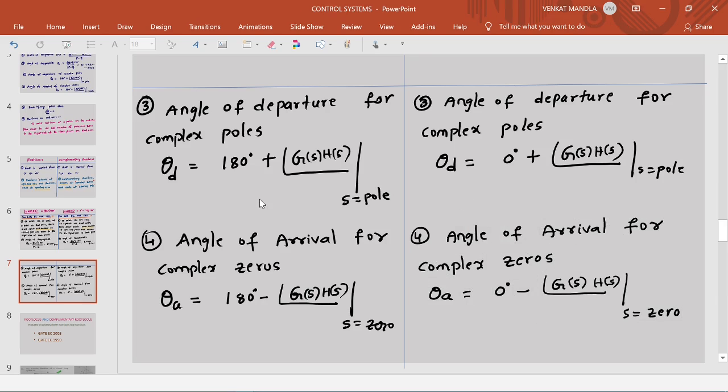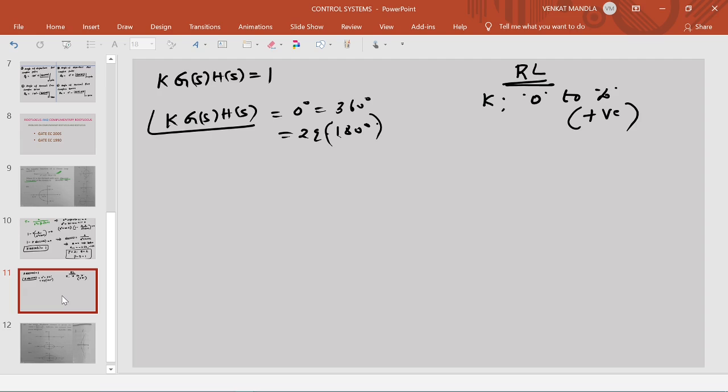These are the 4 points that change, because these 4 points are derived from the angle criterion. The remaining rules are derived from the magnitude criterion. In these two cases, the magnitude is 1 only. The angle criterion is 2q times 180 degrees.